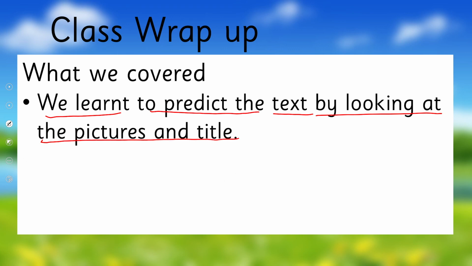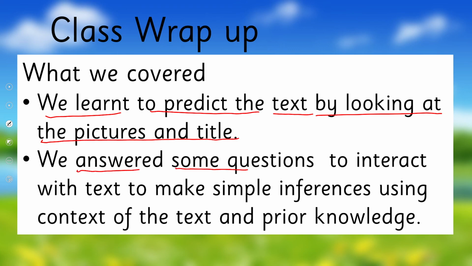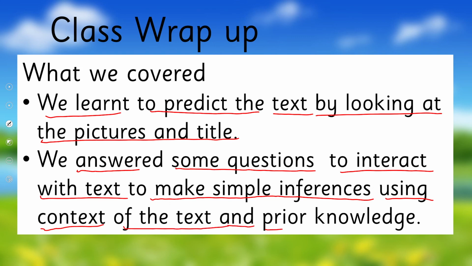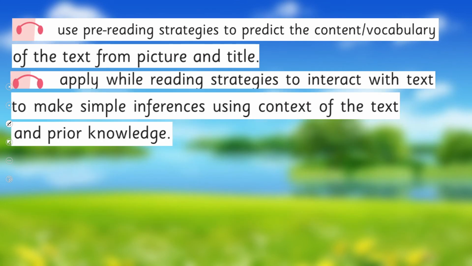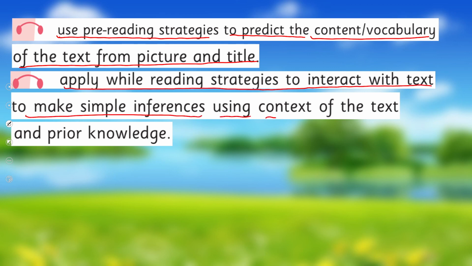So in this way, what we have learned today, we learned to predict the text by looking at the pictures and title, and we answered some questions to interact with the text to make simple inferences using context of the text and prior knowledge. So in this way, we achieved today's SLOs. Those are to use pre-reading strategies to predict the content vocabulary of the text from picture and title, and apply while-reading strategies to interact with the text to make simple inferences using context of the text and prior knowledge.